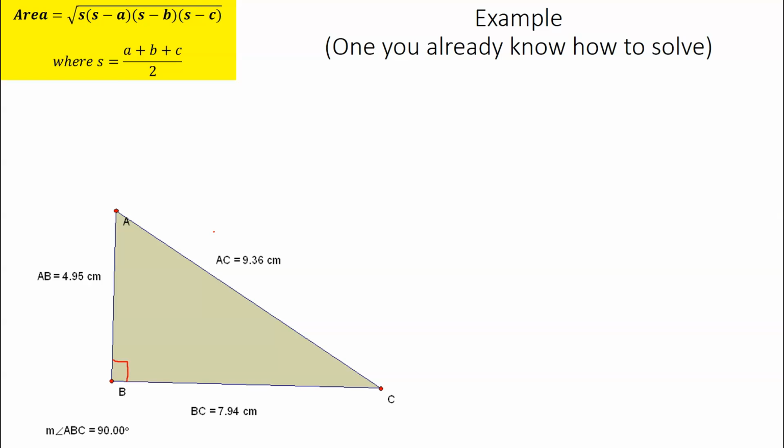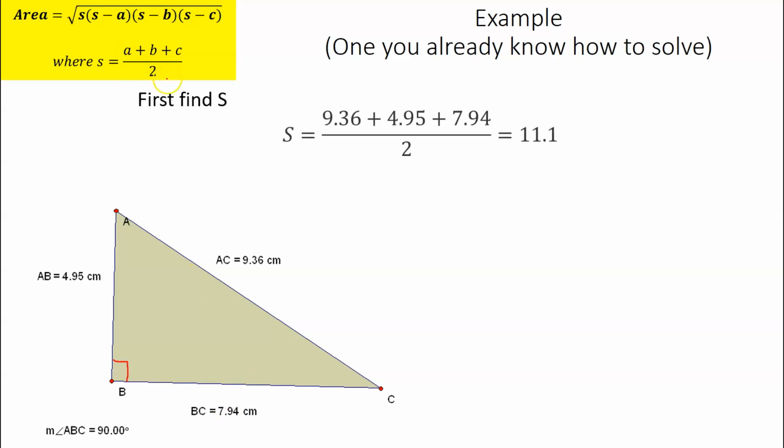So again, step 1, I've got to figure out what S is. I take all 3 lengths, add them up and divide by 2. That's going to give me a number, and in this case, that number ends up being 11.1. So there's my S.